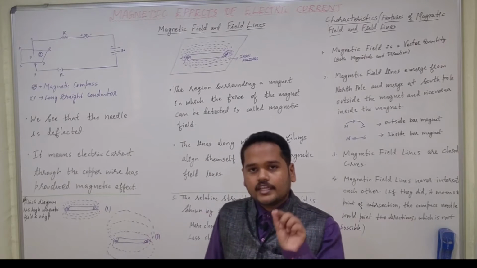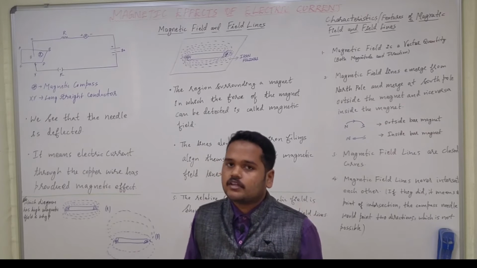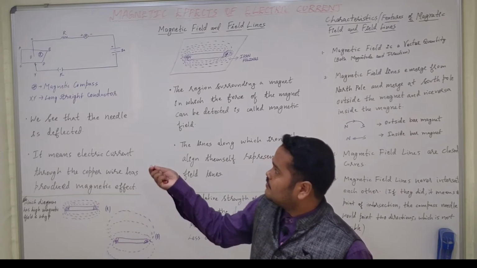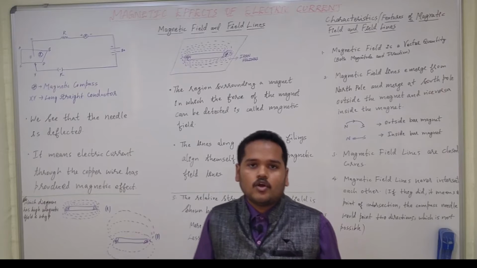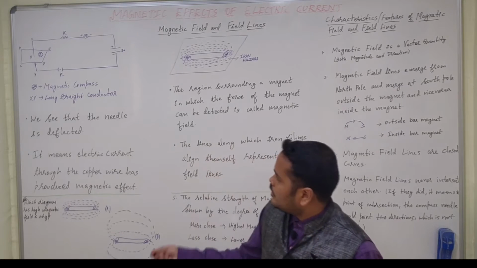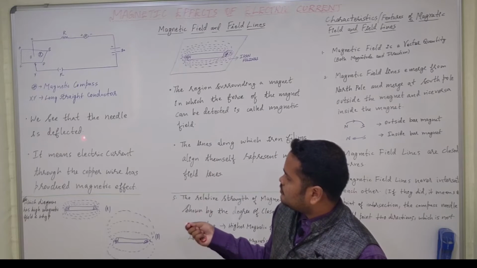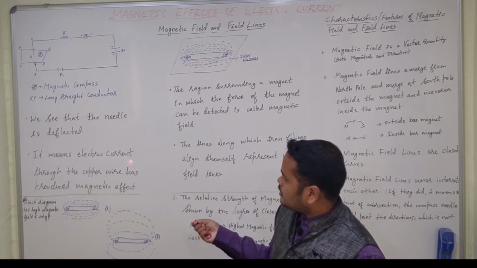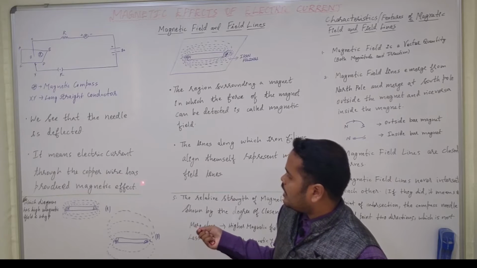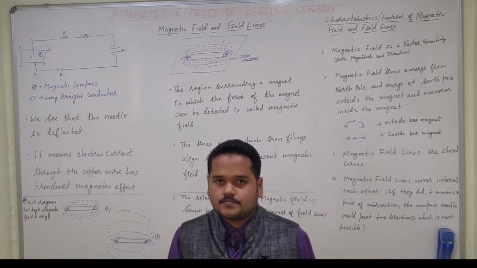You switch off the key, what happens? Current stops to flow and the deflected needle again comes back to the normal position. We see that the needle is deflected. It means electric current through the copper wire has produced magnetic effect.